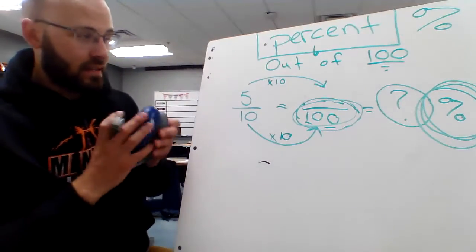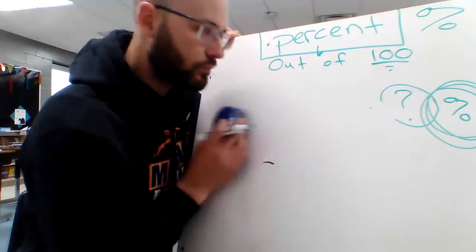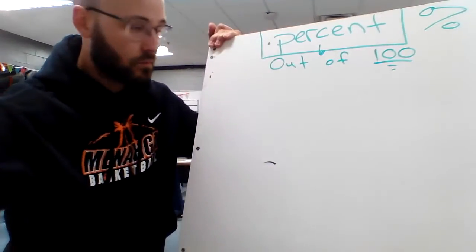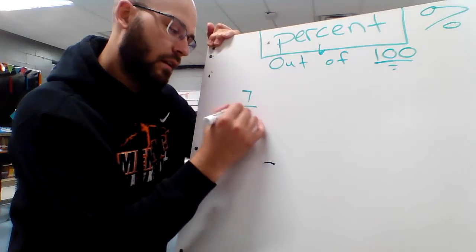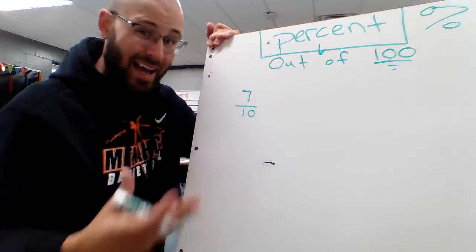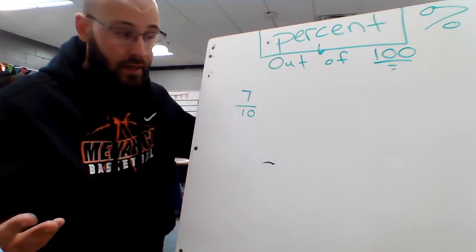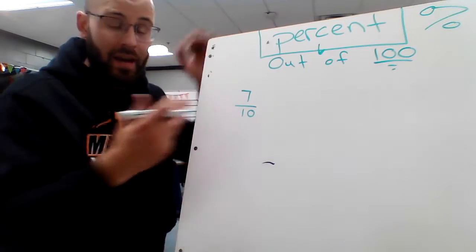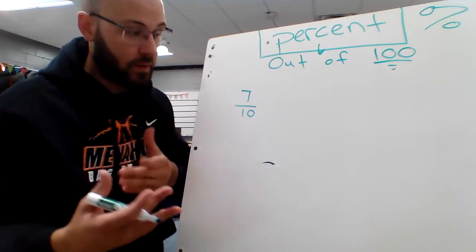I'll give you another example. Maybe I won't make it so easy. If Mr. Shorter made 7 out of 10, it's not quite half. I know 50% is half. Okay, that's a common one. I made more than half, so my answer should definitely be more than 50%.